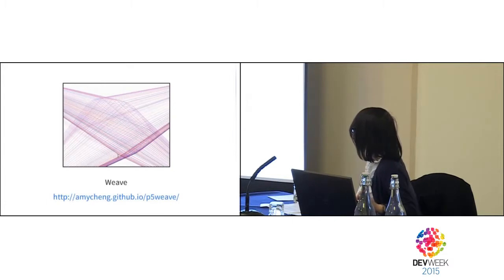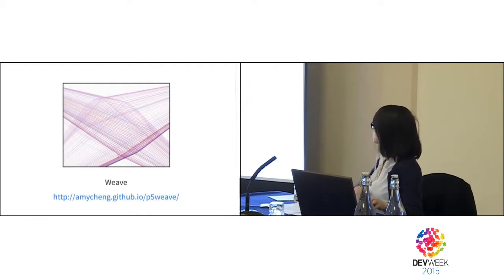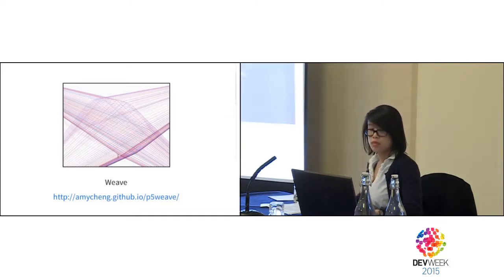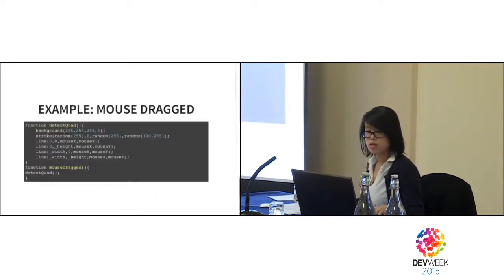So this is a small art thing that I made with P5.js. The logic is all in the detectQuad function. Here I'm setting a background to be all white, but I've done it this way because I wanted access to the alpha channel, which is the fourth parameter. So each time the draw loop runs, we have this nice fading effect.